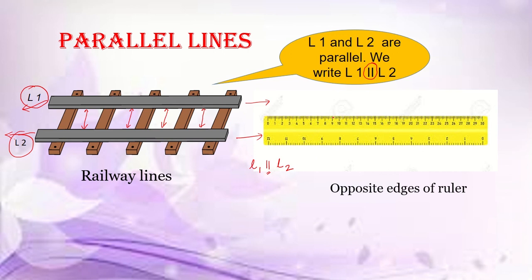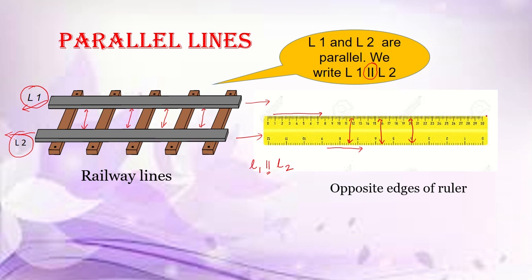Opposite edges of the scale are both parallel to each other. I am talking about this and this one. Actually, this is an example of a line segment, but here I am just taking it as an example of parallel. What is the meaning of parallel? As you can see, the distance between these two line segments is the same. Okay. They will not meet.